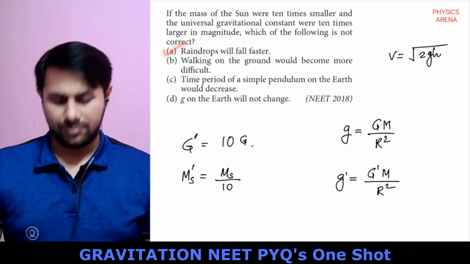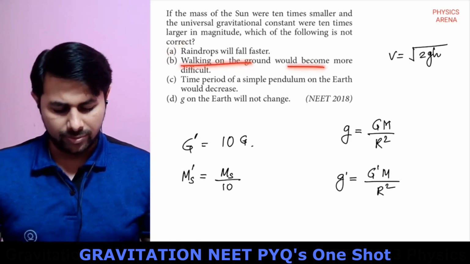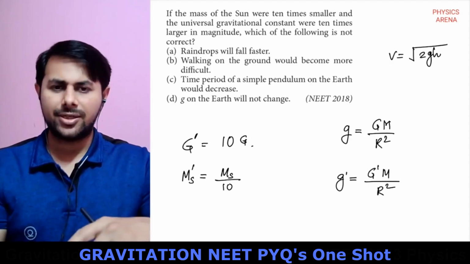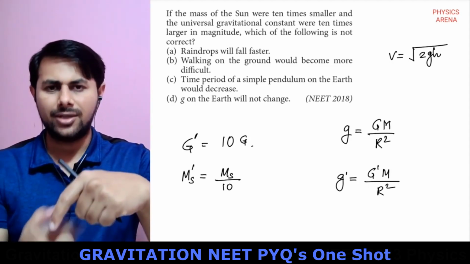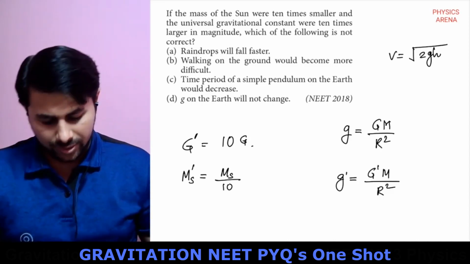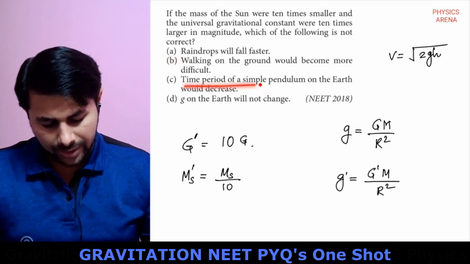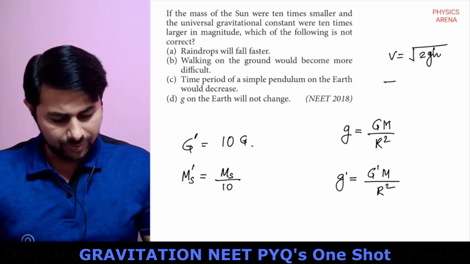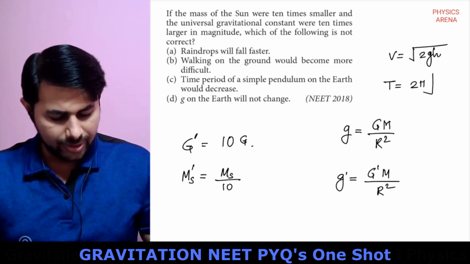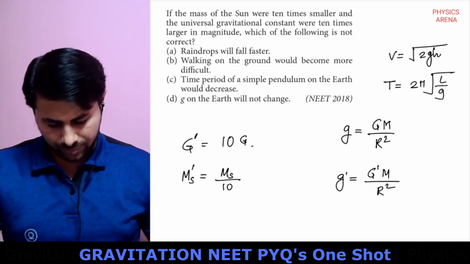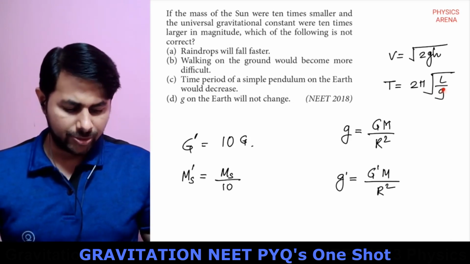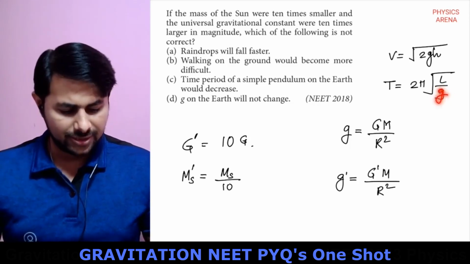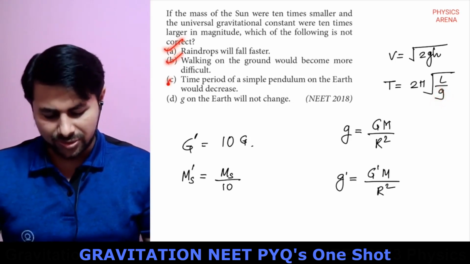So this is true. Then walking on ground would become more difficult. This is also true because acceleration due to gravity has increased. So we have to exert more force against Earth's gravitational pull, right? So this will become more difficult. It is true. Time period of simple pendulum on Earth would decrease. So what is time period of simple pendulum? T is equal to 2 pi square root of L upon g. Okay. So it is inversely proportional to root g. So if g increases, T decreases, right? If g increases, T decreases. So this is true, this is true, this is true.